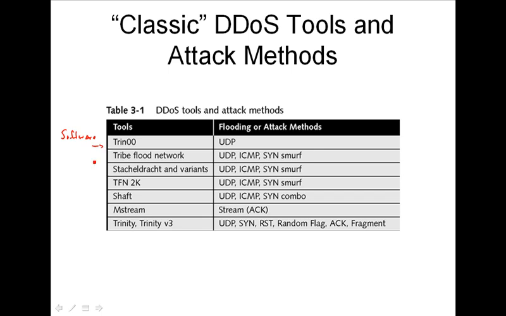That could be installed on your computer, etc. The Tribal Flood Network was a biggie. It used flooding attack methods. Could be a UDP flood, an ICMP, a SYN, Smurf. These are all different things that were possible. TFN2K is an improvement on the Tribal Flood Network.